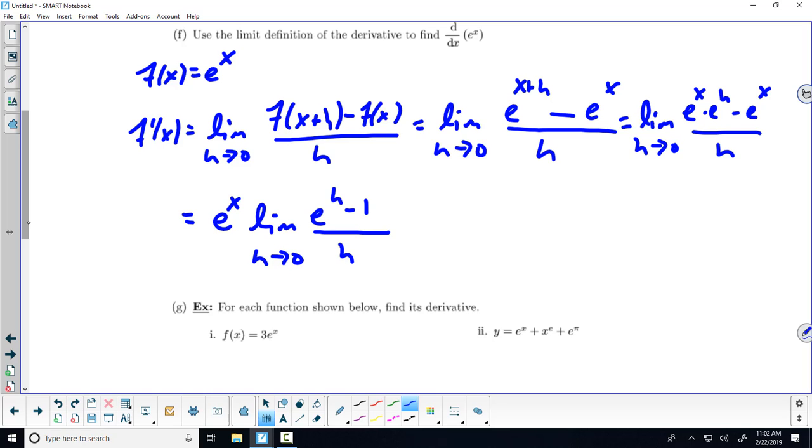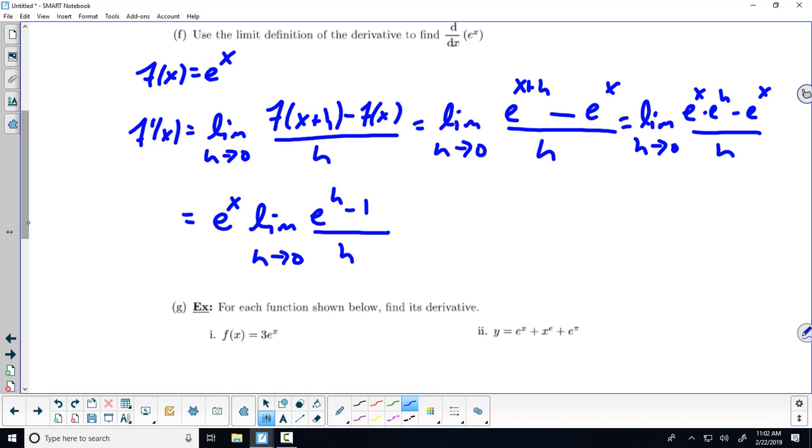You can't cancel the e to the x's because the e to the x is being multiplied by e to the h. Right. So these don't cancel out, because this is like if I have 2x minus x, I can't cancel the x's, but I could either simplify it, in this case I can't, or factor out an x.